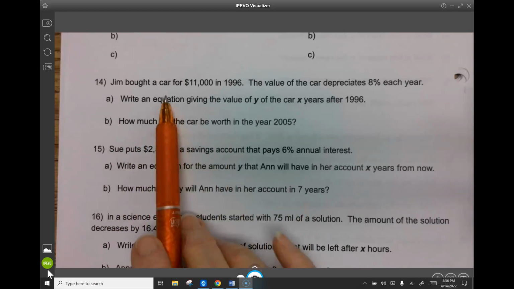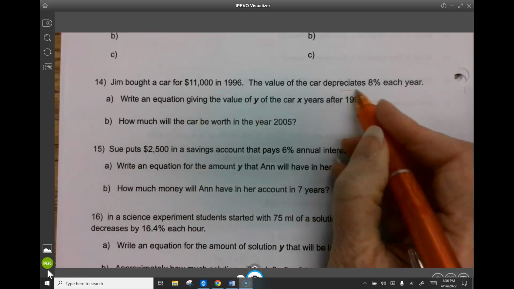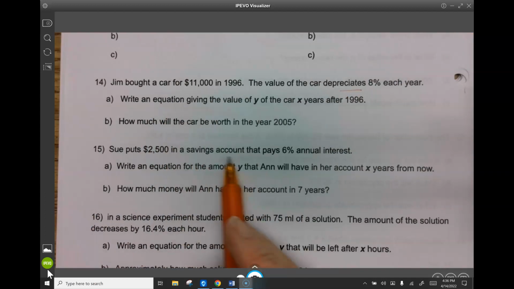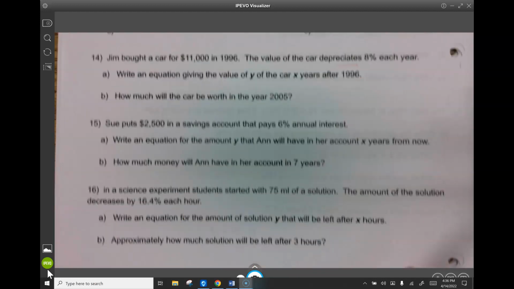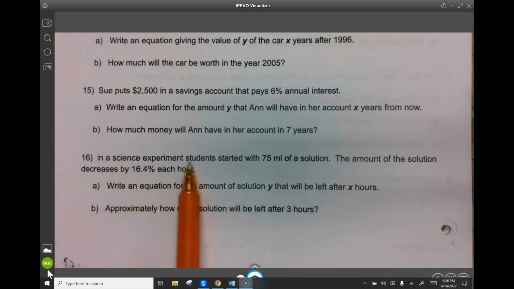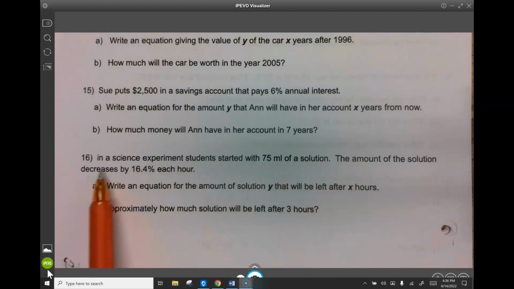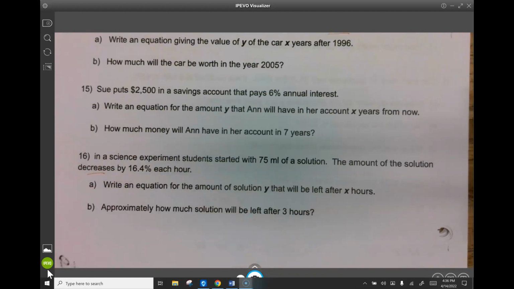Let's see about these. Jim bought a car, it depreciates, so you're just practicing. If it's a savings account, it pays an annual interest. If it's a savings, it's going to be a growth. If it's a loan, it's going to be a decay. Decreases. Okay, I'll let you practice those.